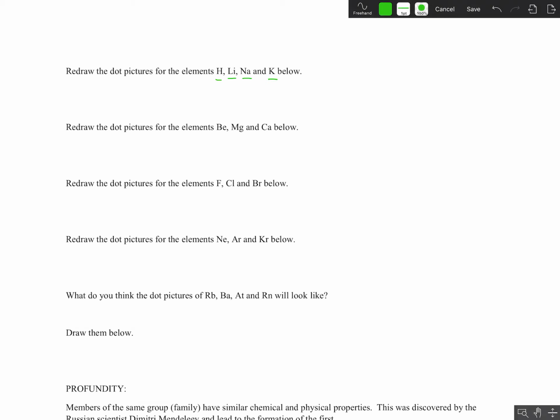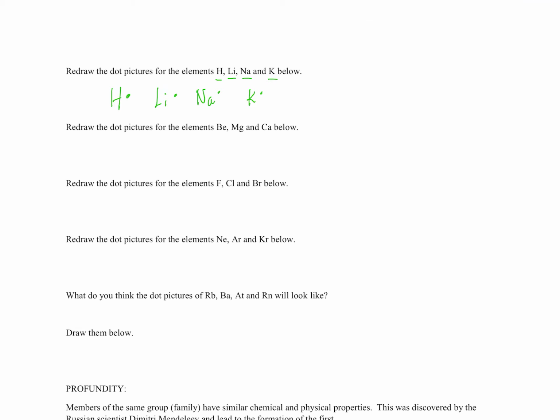So let's start with hydrogen, lithium, sodium, and potassium. If you look at your dot picture for hydrogen, it had one dot. Lithium had one dot. Sodium had one dot. And potassium had one dot. All of those have one dot. If you look back at your dot pictures, they all have one valence electron.